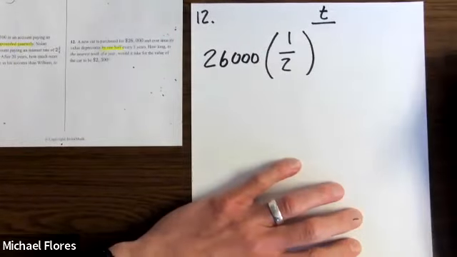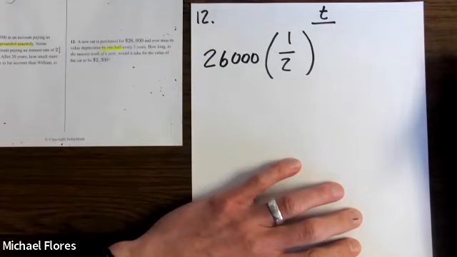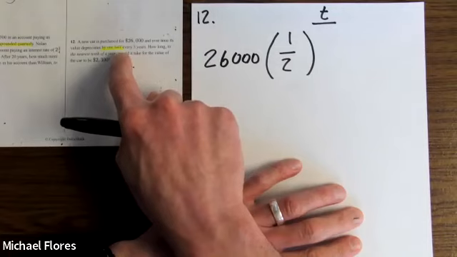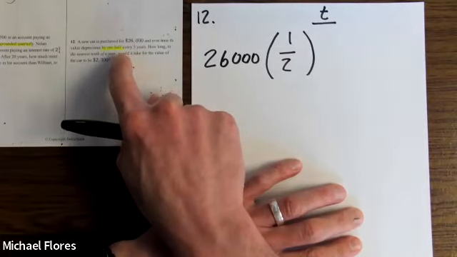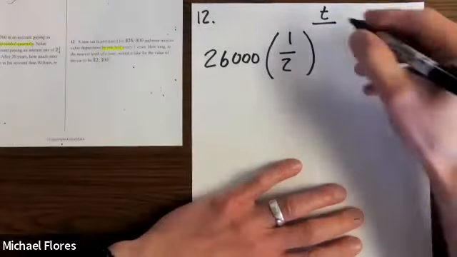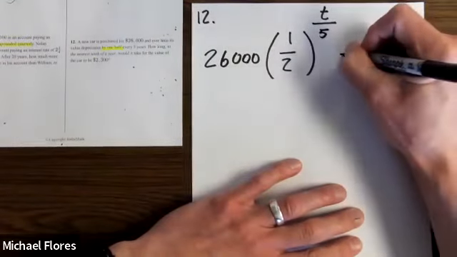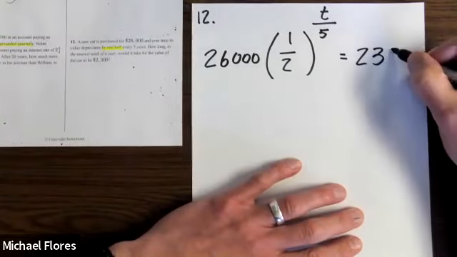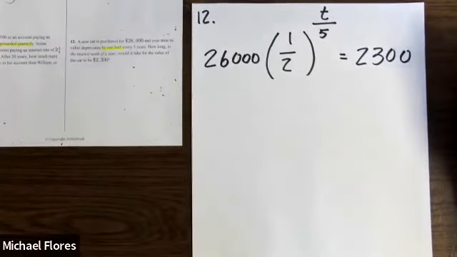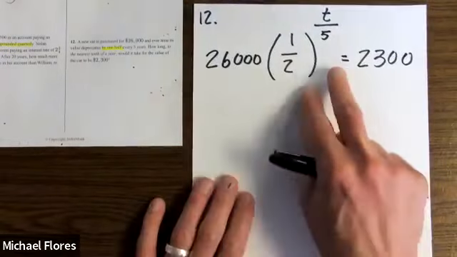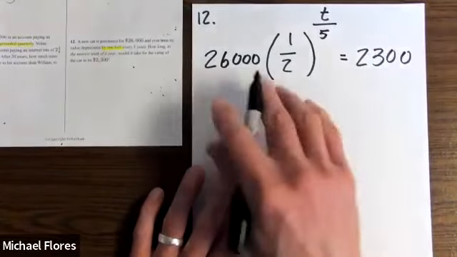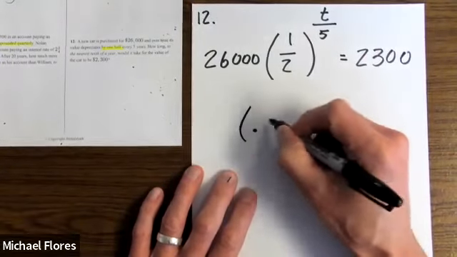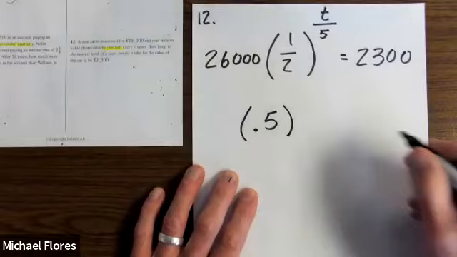We don't know how long it's going to take. But we do know how long it takes for it to depreciate by half. It depreciates by 1/2 every 5 years. So put 5 there. And we're solving for once it depreciates to 2,300. Okay, so we need to isolate our base and our exponent. So first thing, divide both sides by 26,000. I'm going to go ahead and convert 1/2 to 0.5.